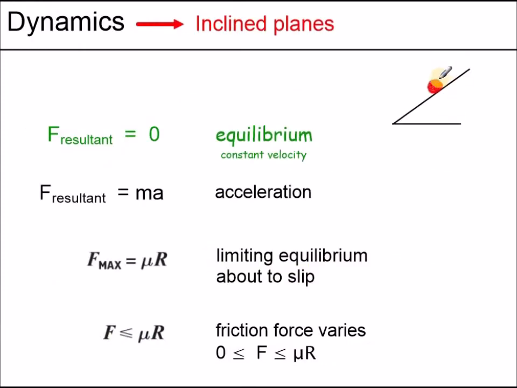So here's a particle on an incline, and the force perpendicular to the incline, in this direction, will be in equilibrium, so the resultant force in this direction will be 0. If the particle's moving down the incline or up the incline with constant velocity, then the resultant force parallel to the incline will also be 0. Now if the resultant force is not equal to 0 in any direction, then there will be acceleration from Newton's second law, and we know everything about friction already here.